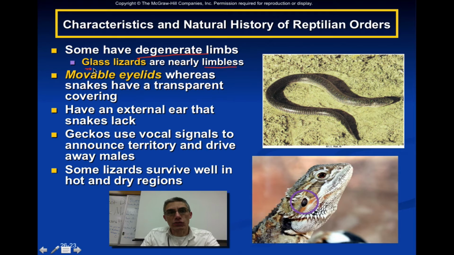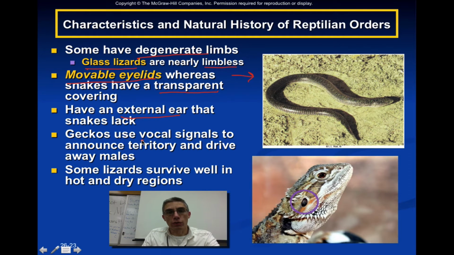And the glass lizards, like you would see over here on the right, actually fall into this category. Kind of similar to the caecilians we had looked at with the amphibians. Now, if you're looking at a lizard, you're going to look at an animal that actually has a movable eyelid. Now, when you compare this to the snakes, snakes do not have eyelids, which means they pretty much look as though they have their eyes open all the time. But snakes do have a very important transparent covering, which is there to protect their eyes. Now, lizards do have an external ear, and this is going to be another difference between the snakes and the lizards. Snakes are going to lack this external ear.